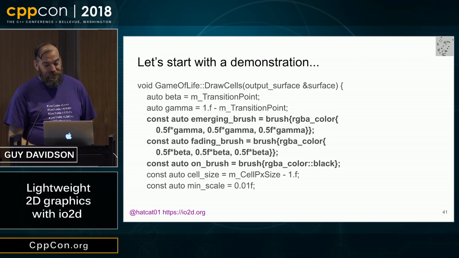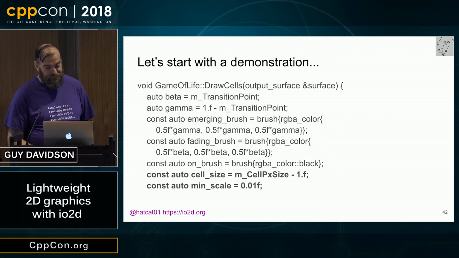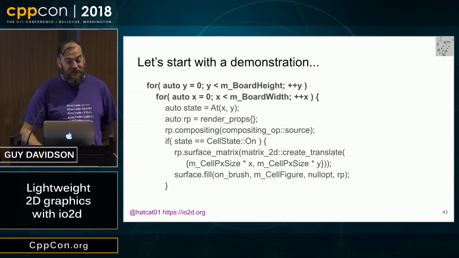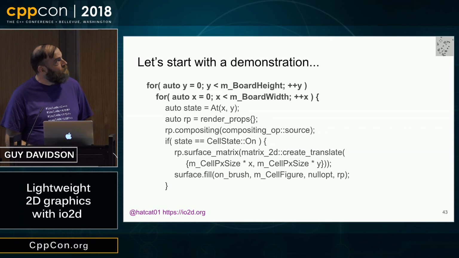So we need a brush for emerging and one for fading, and a brush for simply on. We don't need an off brush. That's a null op. That's what the grey background is for. And finally, for our preparation, we need cell size and a minimum scale, which we'll see in use in a moment. So let's iterate through all the cells with a pair of for loops.